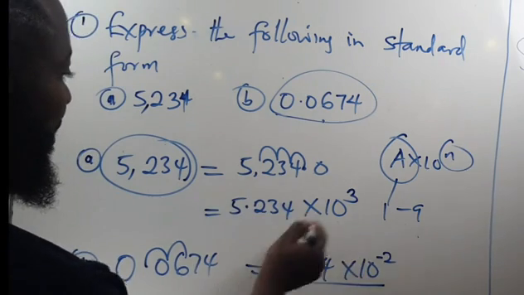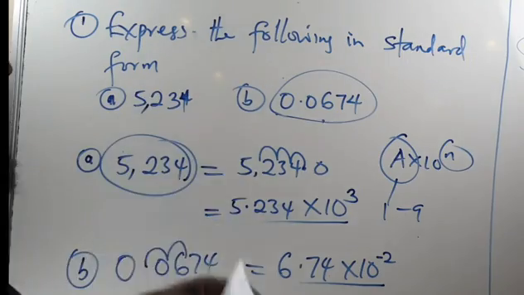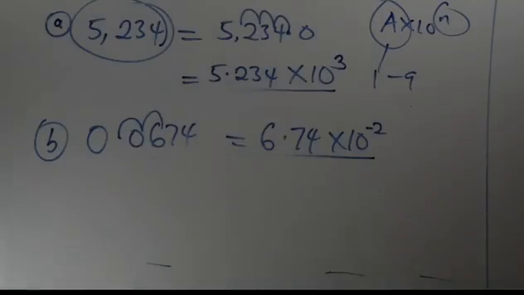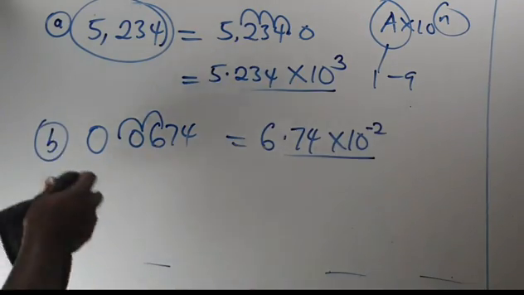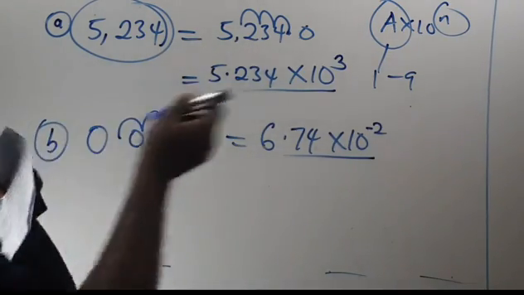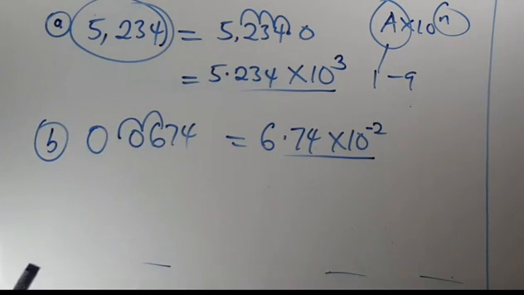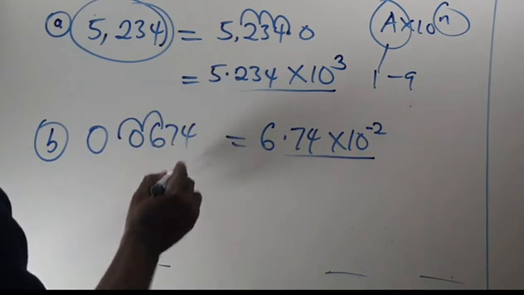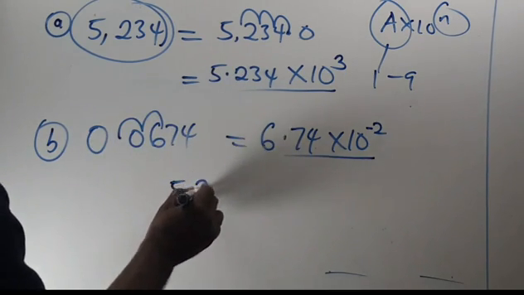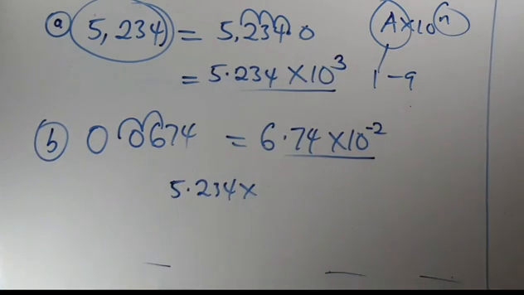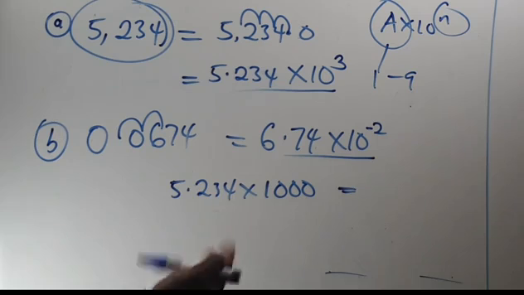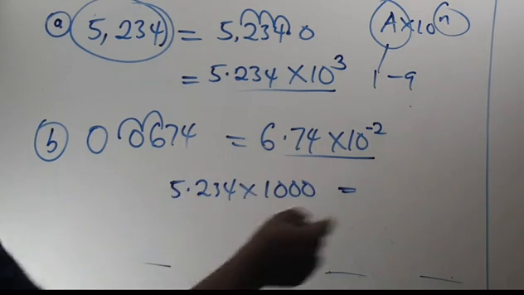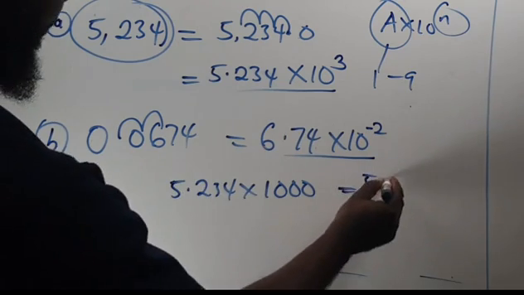So that is that on standard form. This could be a whole number or a decimal. But sometimes the question might ask you to change the standard form to ordinary form. For example, if I want to change the first one to ordinary form, what will I do? 5.234 times 10 raised to 3 means 3 zeros, that is 1,000. We are multiplying this by 1,000. When you multiply a number by power of 3, you count 3 places to the right. 1, 2, 3.